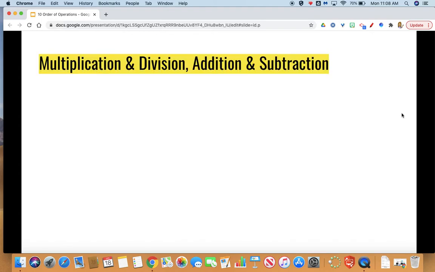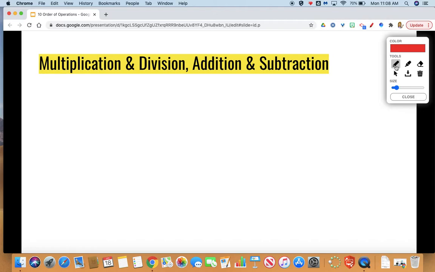All right, you guys, let's go through and actually solve. Today we're going to focus on the MDAS, so multiplication and division, and addition and subtraction. We're going to build up to exponents and parentheses, but today we're going to start with our last two steps. Write this expression down in your notebook. 14 plus 2 times 5 minus 3.